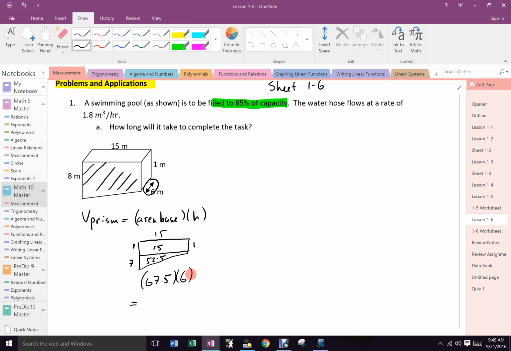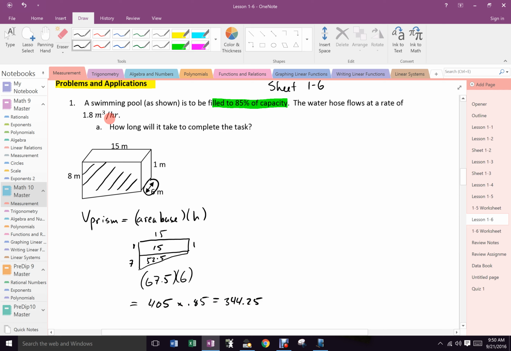Now, you get your calculator, you find out what that is. 405. That's how big the pool is. Got it? Am I filling the pool to the brim? How full am I filling the pool? 85%. So I got to multiply that by what? 0.85. To get, I am filling the pool, whatever that is. 344.25. That's how many meters cubed it is.